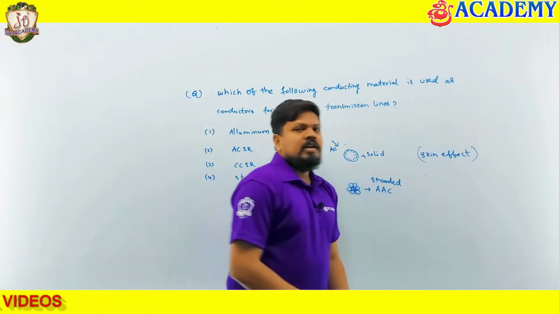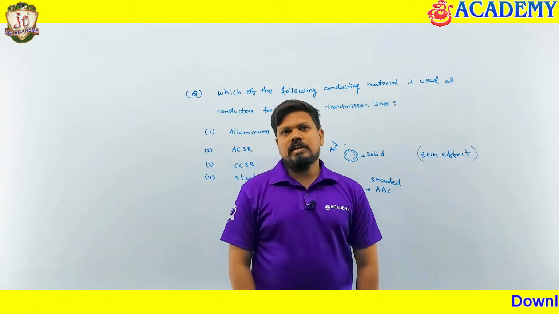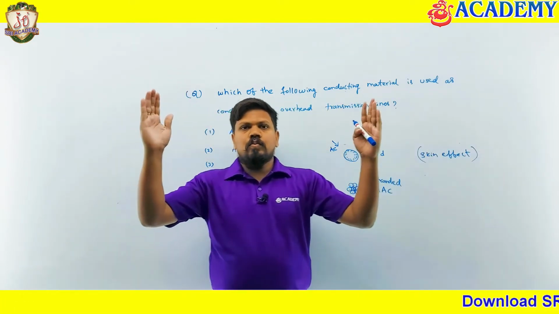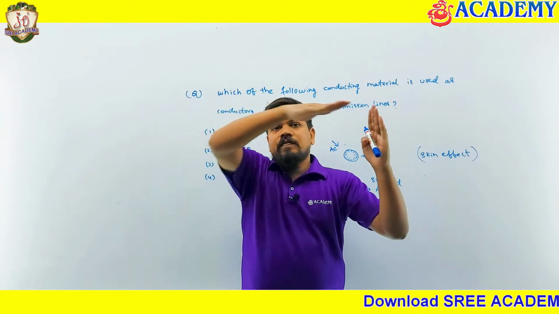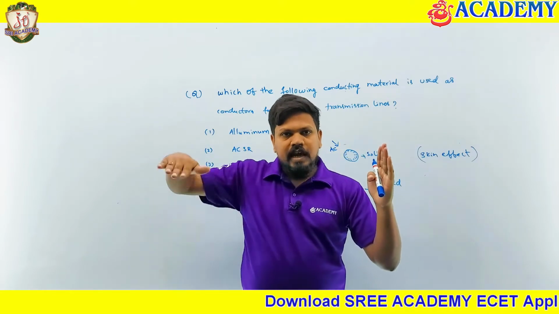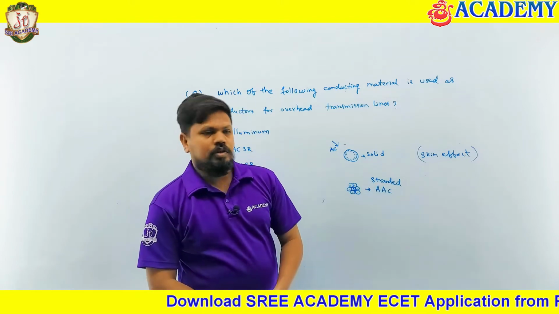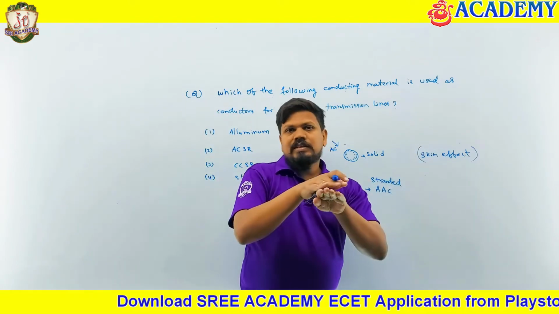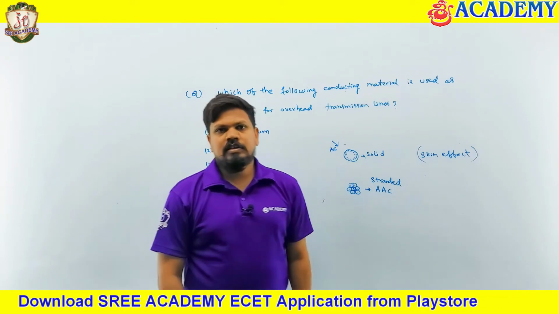What is the sag? The ability of any material, not only transmission lines. Between the two poles, the transmission line has to be stiff like this, but it will follow a catenary path. That path we will be calling as catenary path. Why is it choosing a different path? Because of the weight of that conductor only.